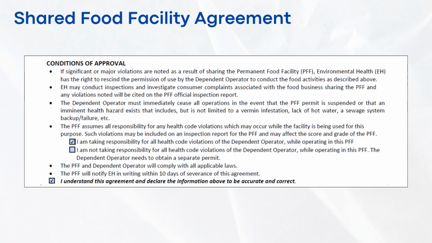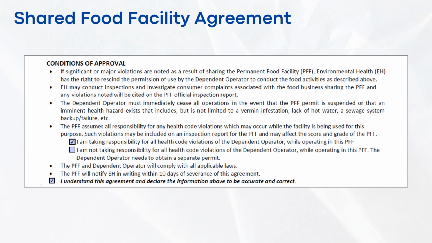Please review the conditions of approval section. The fourth bullet point has 2 options to choose from. The first, take responsibility for all health code violations of the dependent operator while operating in this permanent food facility. Or option 2, not take responsibility for all health code violations of the dependent operator while operating in this permanent food facility. Thus, the dependent operator needs to obtain a separate permit.